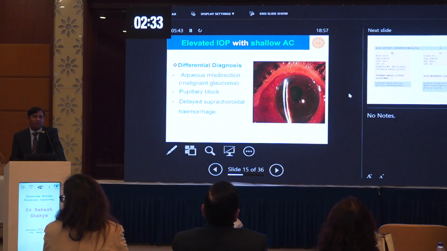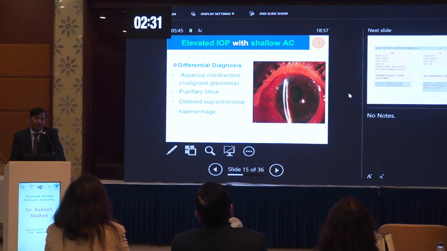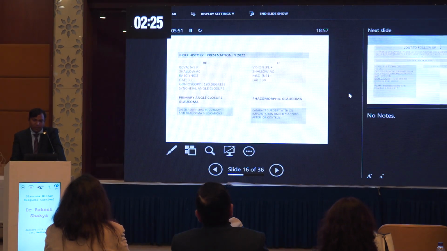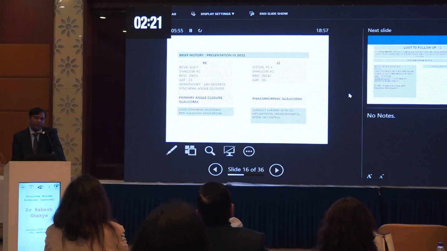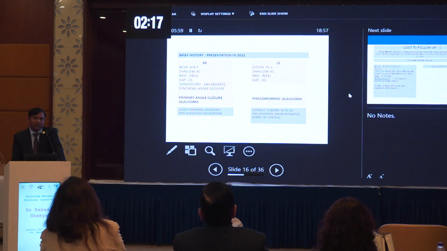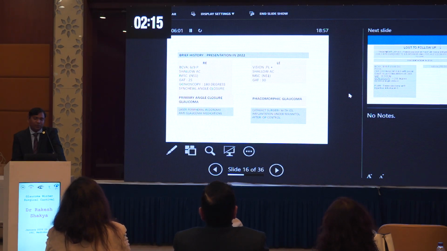So when the patient comes with a shallow AC with elevated IOP, the differential diagnosis is aqueous misdirection, pupillary block, or delayed suprachoroidal hemorrhage. This patient actually came to us 4 to 5 years before. The patient's vision was 6/9, with a shallow anterior chamber, and was diagnosed with primary angle closure glaucoma.